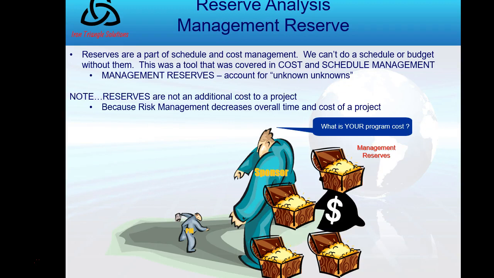Now, the other reserve analysis includes management reserves. These are for unknown unknowns. I didn't see the risk coming, and so I did not plan against it at all. So I go to the sponsor and I say, "Oh, this happened and I didn't plan on it and I need money." And he or she is going to ask me questions. What is your program cost? Why didn't you see this? How can we avoid this again? And most sponsors, I am told, on average will set aside about 11% for management reserves. That's up to them. It's their experience.